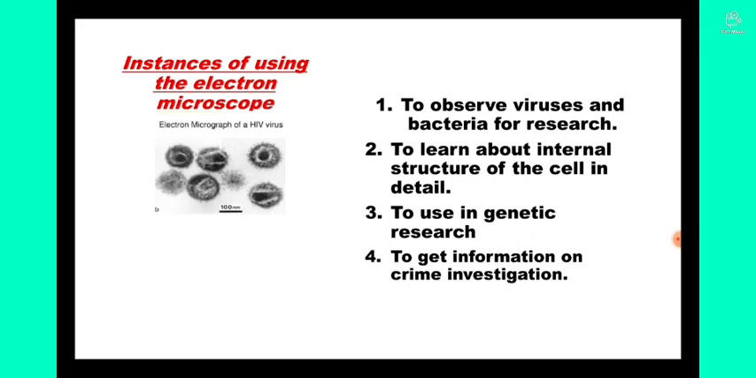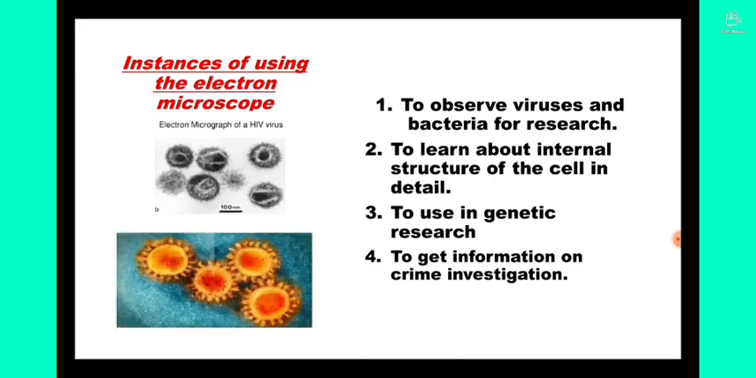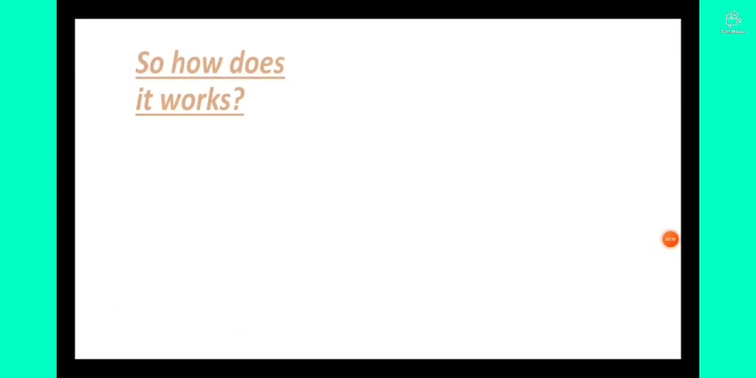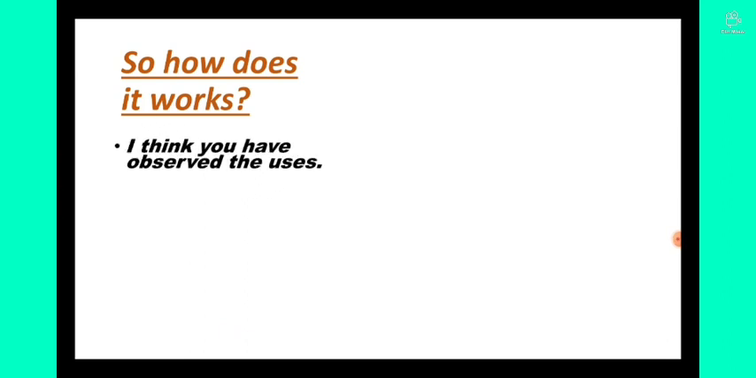who did that. Okay, so there's an electron micrograph, that means an electron microscope picture, of an HIV virus, and there's another picture which shows coronavirus, COVID. Okay, so how does it work? That's a question. I think you have observed the uses. Then what helps it to observe viruses?